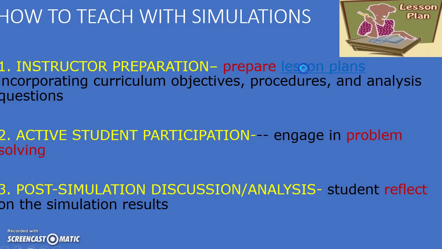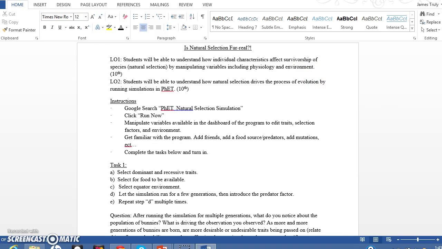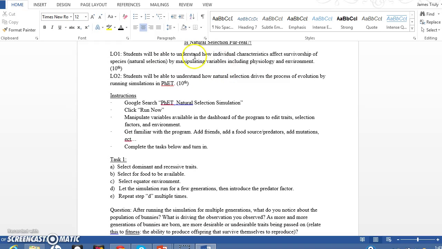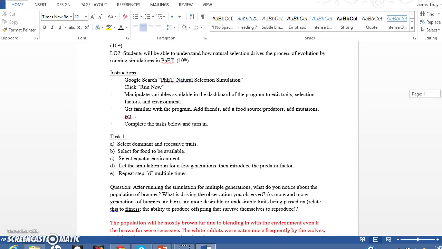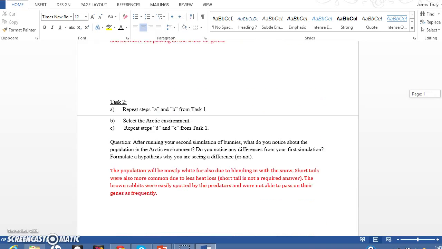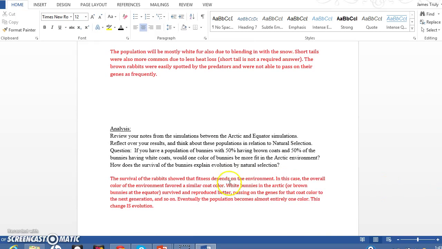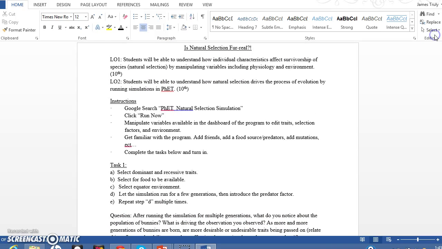So here's an example of a lesson plan that actually came from the PhET website on the natural selection simulation I showed you. And notice this was developed where the teacher developed this worksheet that had the curriculum objectives, gave them instructions on how to use the simulation, and then lastly, some analysis questions for them to analyze the results of the simulation.